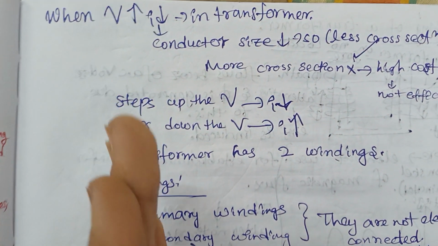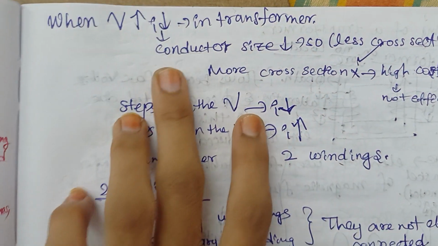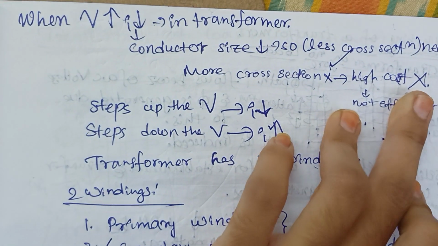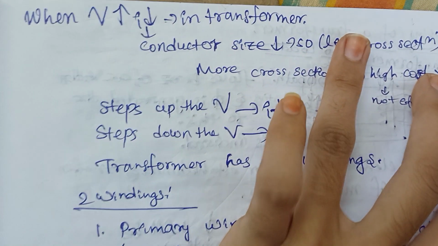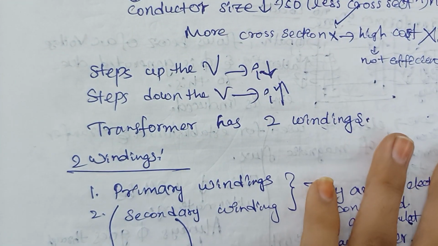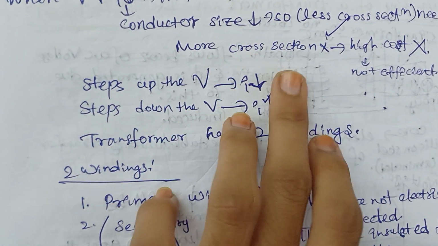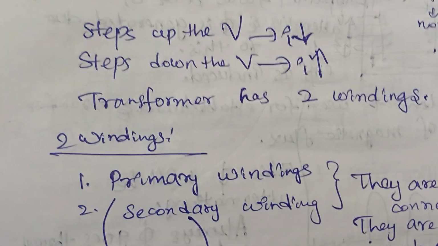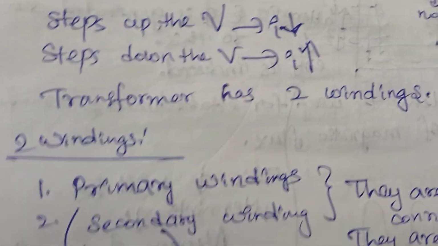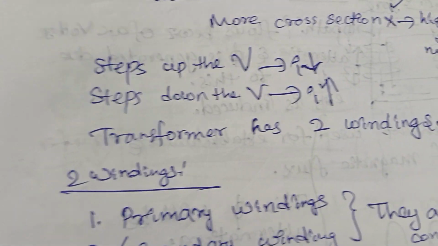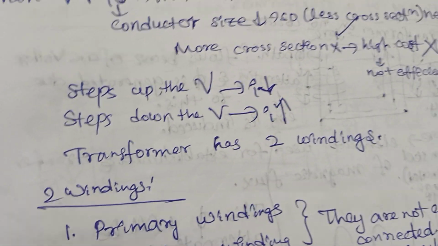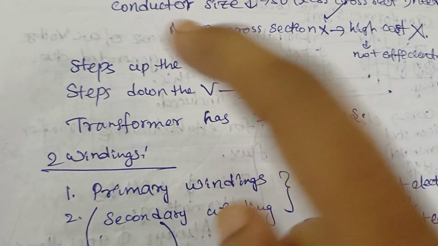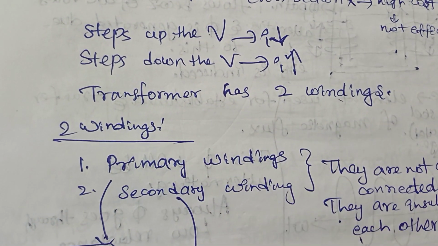So when the voltage is high and current is less in a transformer, that means conductor size will also decrease, so less cross section will be needed. Less cross section will be preferable, since it will be cost efficient. If it has more cross section, then it is not efficient, because it takes much cost. Nobody wants to spend more money, right? Stepping up the voltage means your current gets reduced, and stepping down the voltage means your current will get increased.